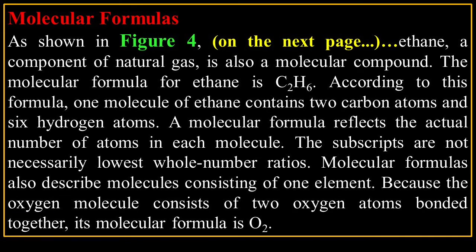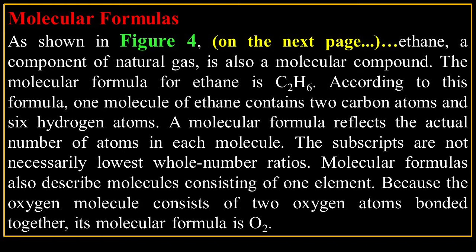As shown in figure 4 on the next page, ethane, a component of natural gas, is part of the alkanes. Octane is part of the alkanes as well, and is also a molecular compound. The molecular formula for ethane is C2H6. According to this formula, 1 molecule of ethane contains 2 carbon atoms and 6 hydrogen atoms. A molecular formula reflects the actual number of atoms in each molecule. The subscripts are not necessarily lowest whole number ratios.